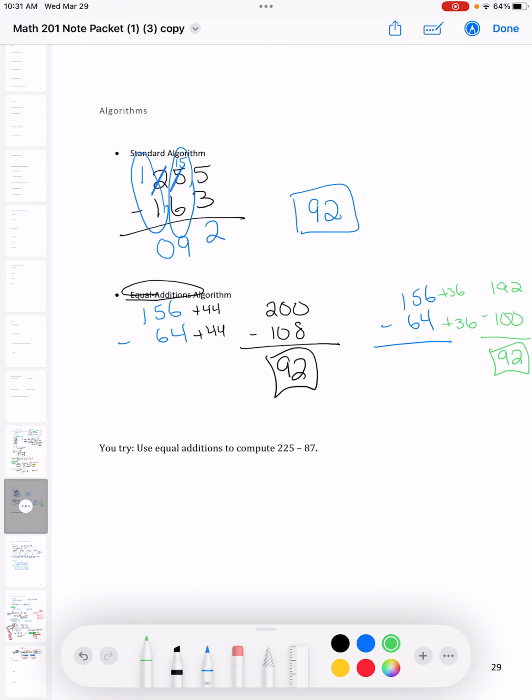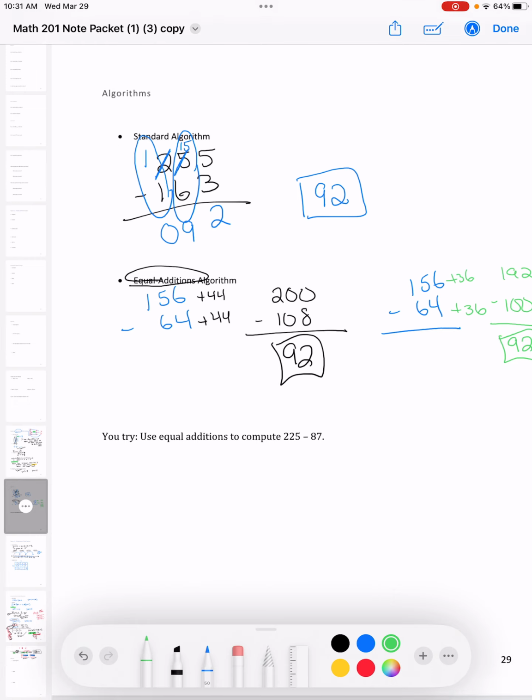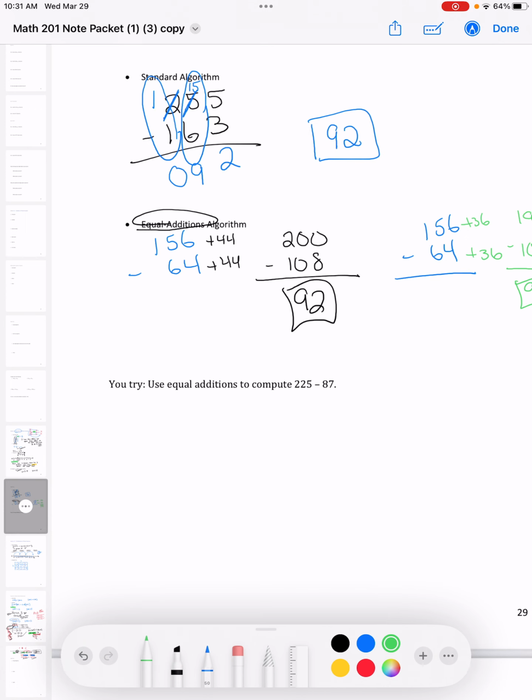Most people have not tried the equal additions before. So I've got one down here for you to try. I don't care how you work it. Like I said, I think about getting the number to a rounded, easier number to subtract from. So go ahead and hit pause and give this equal additions a shot.